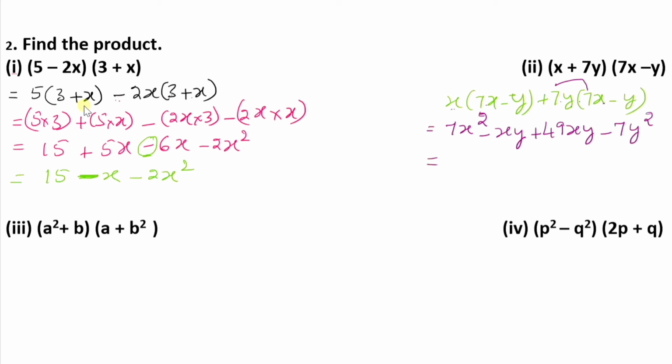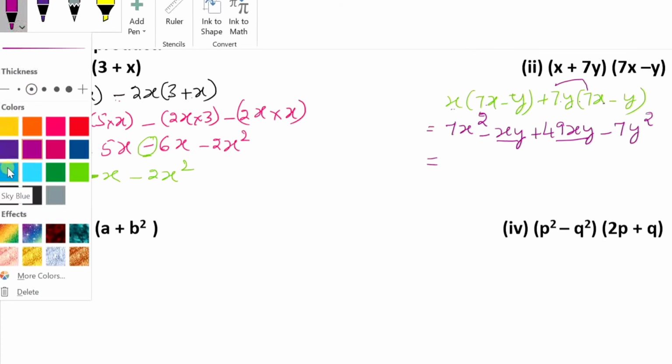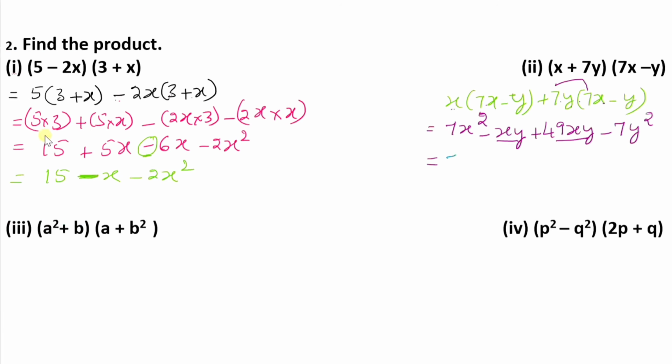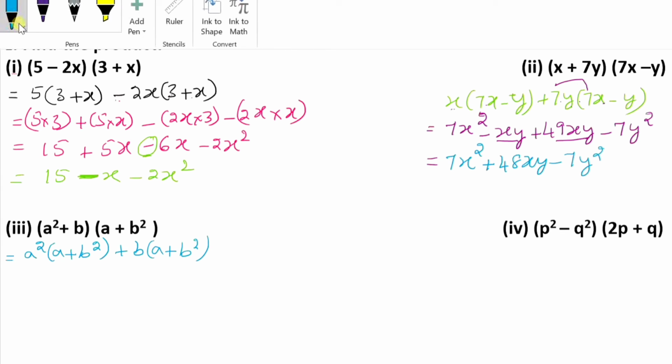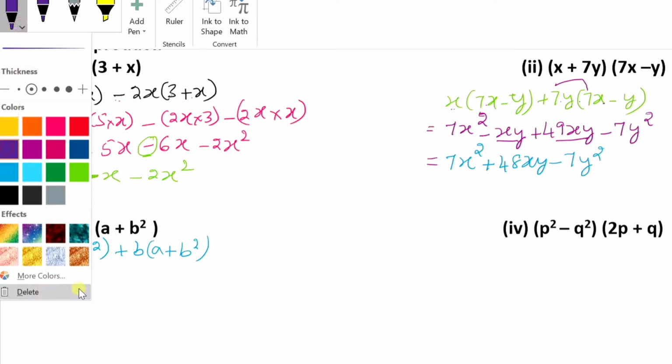Here also you have the like term xy. So you can add the like terms. Right? 7x square minus xy plus 49xy is plus 48xy minus 7y square. Now this is again the product of two binomials, a square plus b into a plus b square. You can multiply the terms directly.